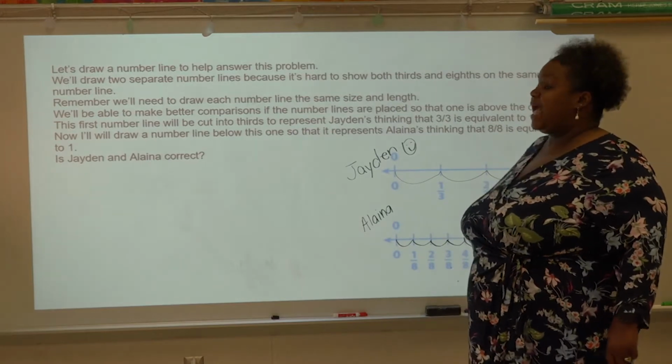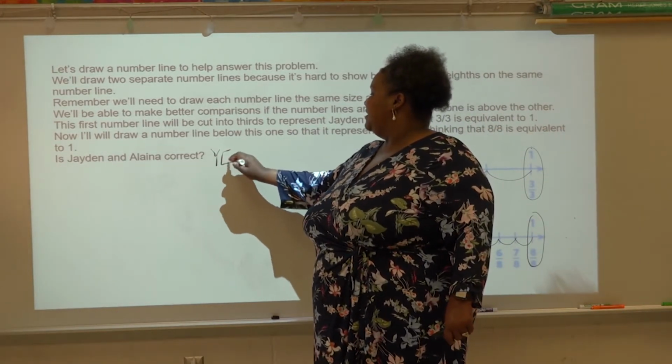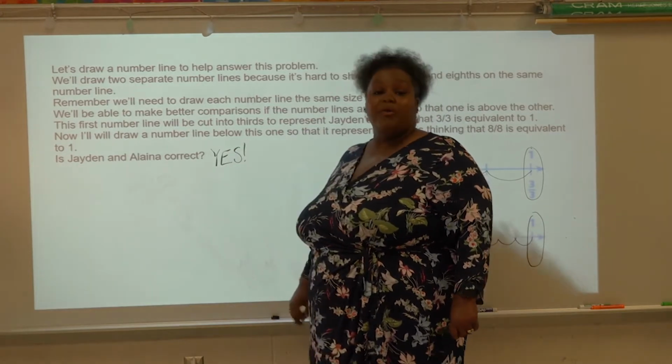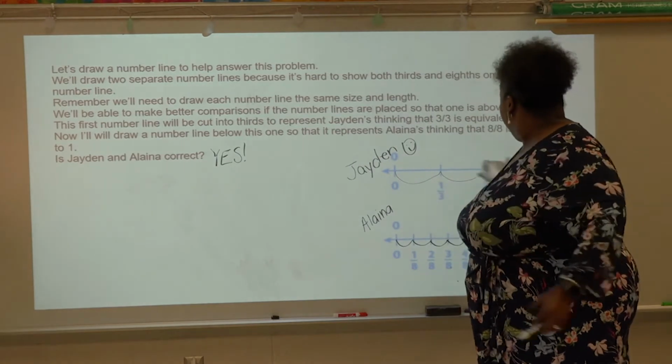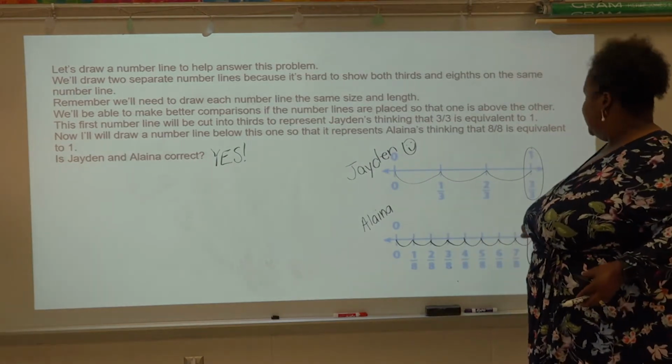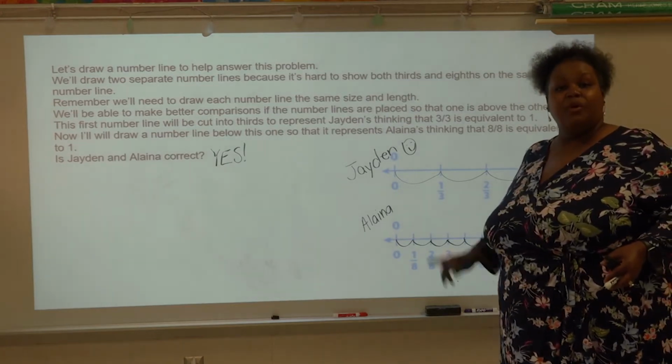So, are Jaden and Elena correct? And I hope you are saying yes. Both of those students are correct. 8/8 and 3/3 both equal 1 whole.